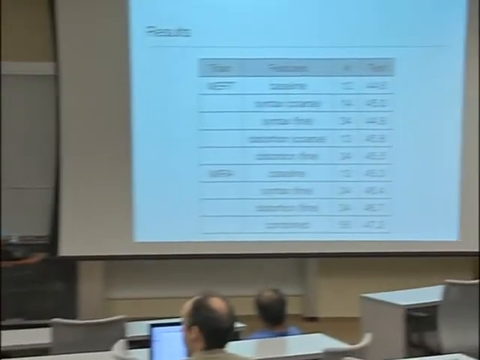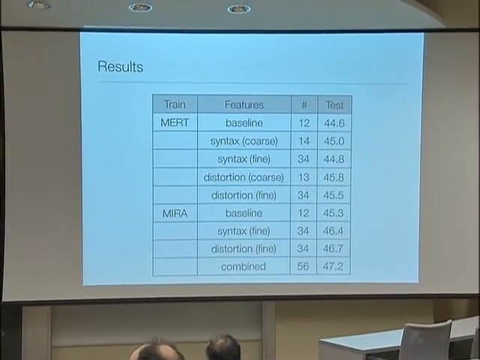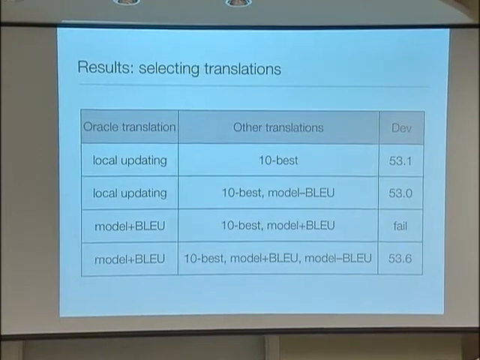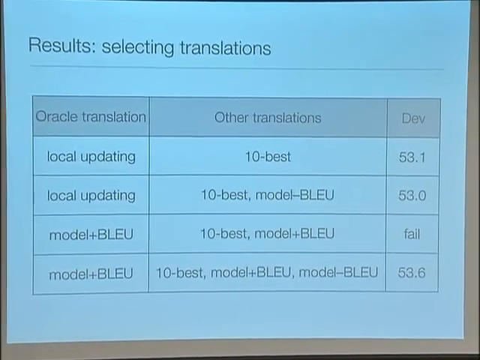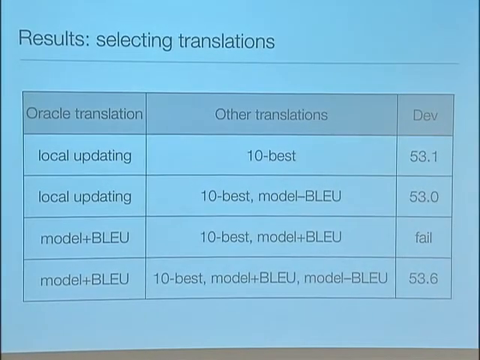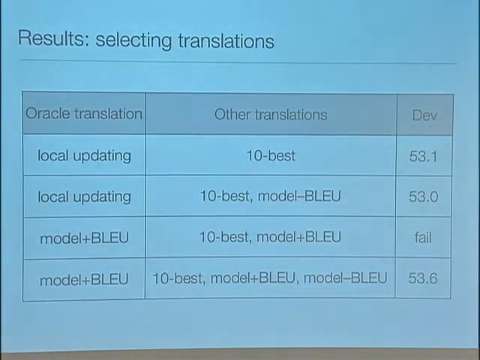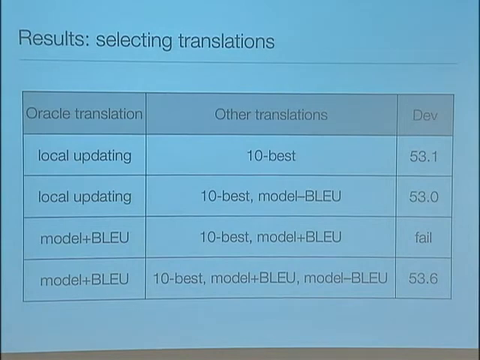Any more questions? OK, so some more results testing the improvements that we made. So this has to do with the methods for selecting the oracle translation and the negative examples.